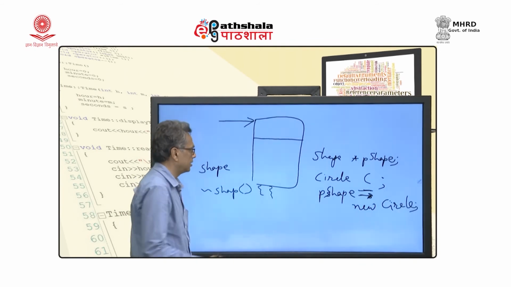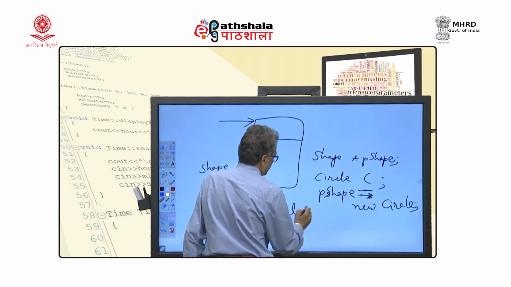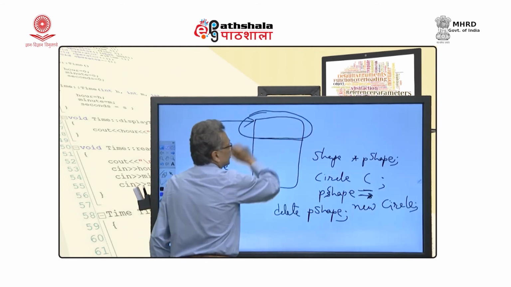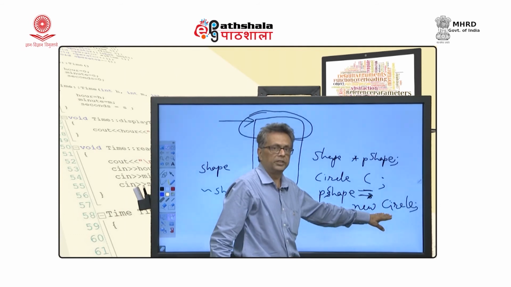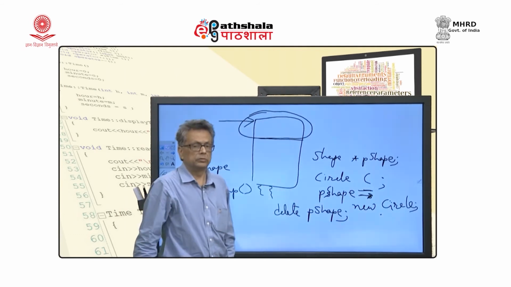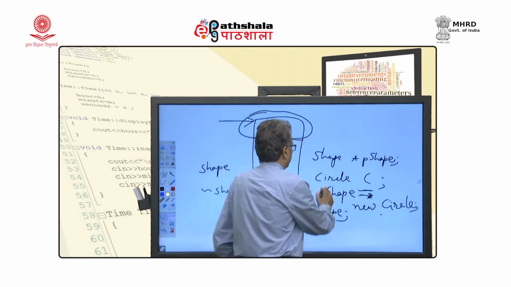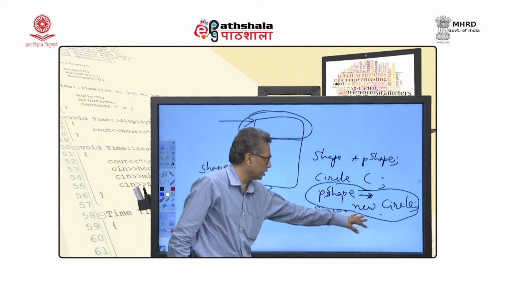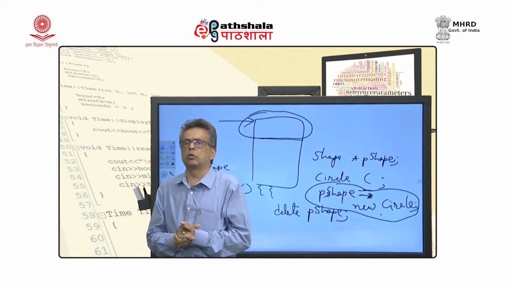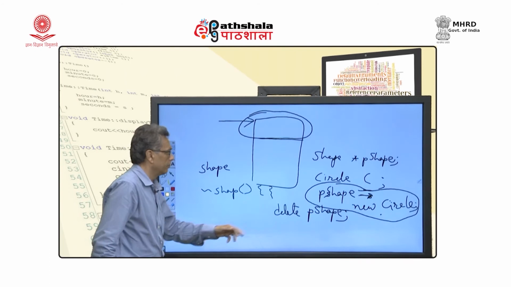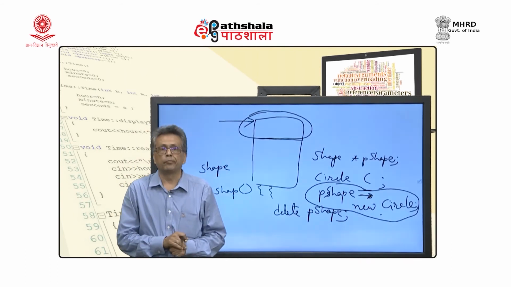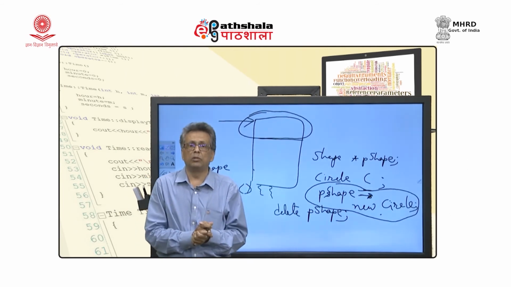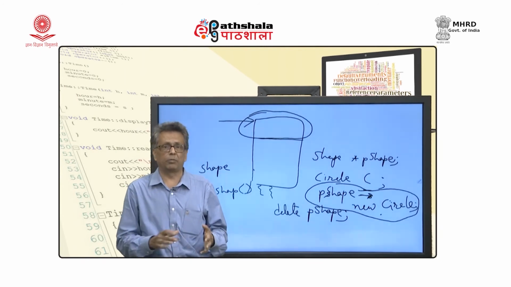If I write something like this, later on if I say delete P shape, what will it delete? It will only delete the shape sub object of this circle object that is just created. I have used new circle instead of C because I am talking about dynamic memory allocation. When I say new circle, I get memory good enough for holding an entire circle object. Later, when I say delete P shape, unfortunately it will only delete this part and not this part. So, some memory is released, but the other part is not released, and I have a problem.